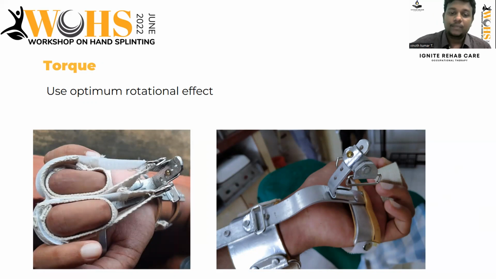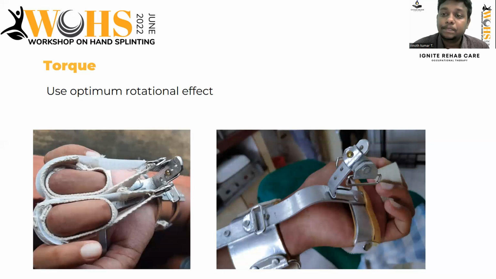For example, this strap, if you keep it a little down instead of keeping it straight, it may create a compression force on the dorsum area, which will create irritation, or sometimes a shear force, which will create inflammation, even skin damage. So you have to be very careful in providing proper torque in your dynamic splint.